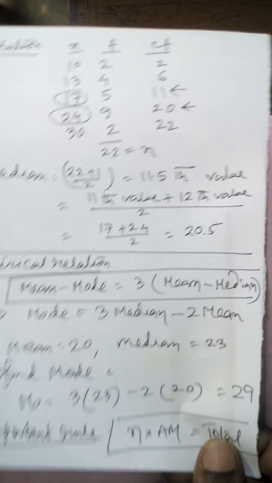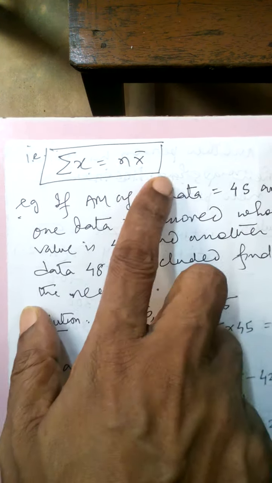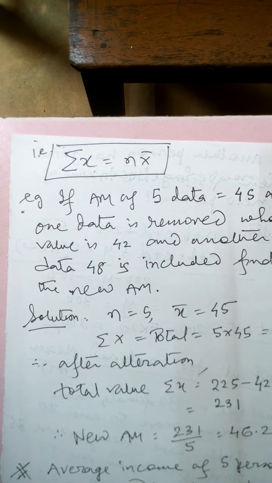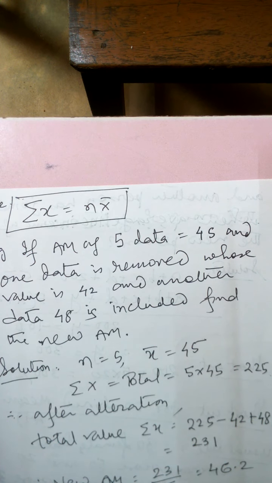Particular type of problems means, coming to that point. Now I have said this one. If you see the notation, total is summation x and n means number of data, x bar. So n into x bar is equal to summation x. Now come to one example on the basis of this idea.